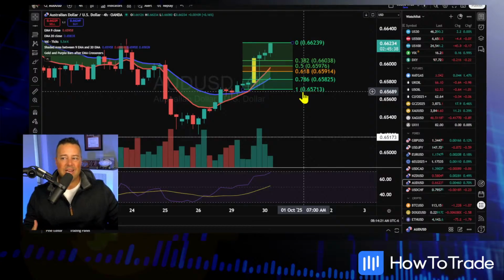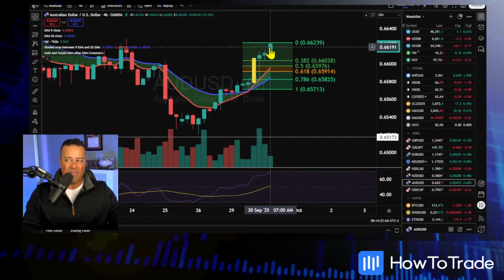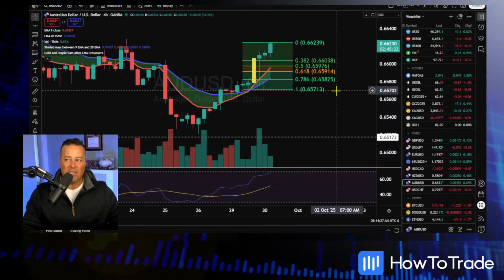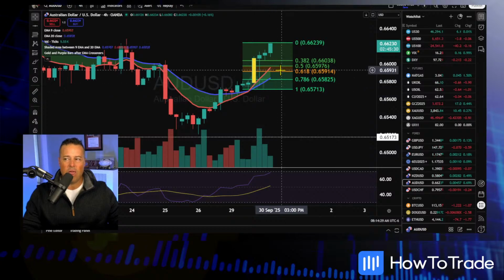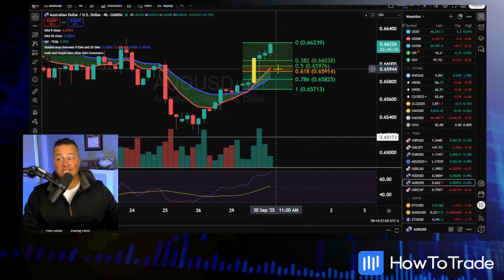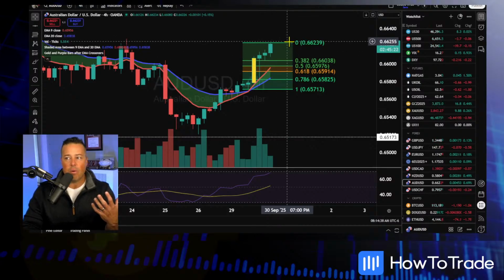If you wanted to get in a little bit better, then you could wait for this microwave. And it's not a very big wave, 66.23 to 65.71. It's a very small wave, but you'd be looking at the back end of that golden zone, maybe 65.90, 65.95 if you wanted to be extra frugal and patient. Nothing wrong with that at all.